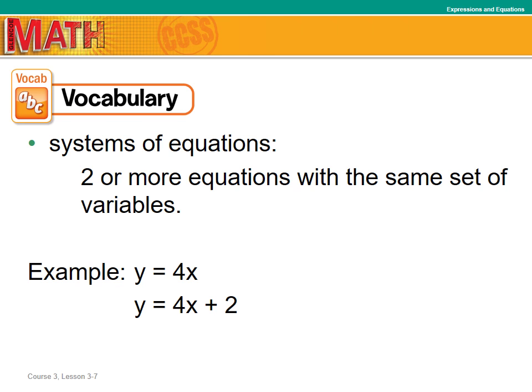The main vocabulary term for today is systems of equations. Systems of equations are two or more equations with the same set of variables. So here's an example, y equals 4 times x, and y equals 4 times x plus 2. You'll notice that both equations have the y, and they both have an x. This is a system of equations.